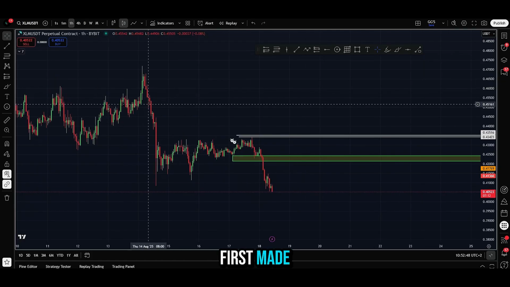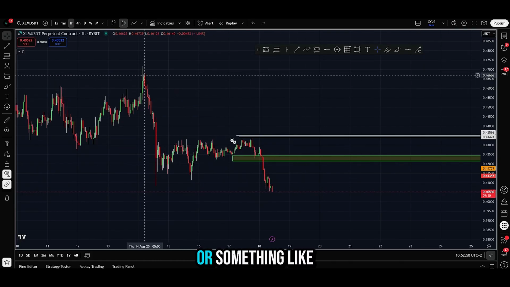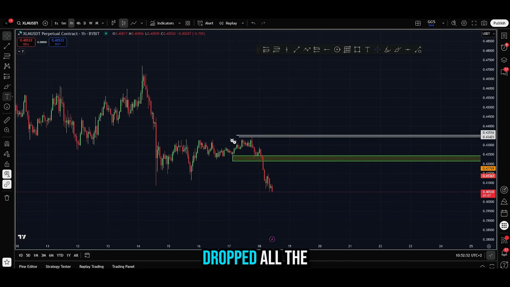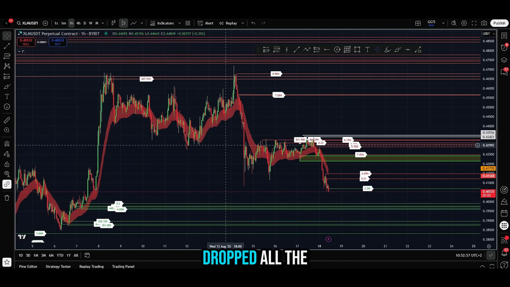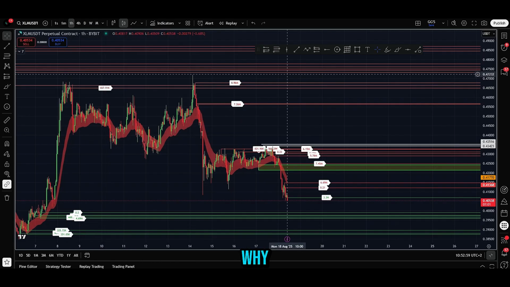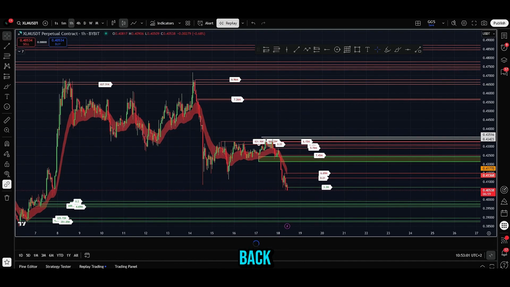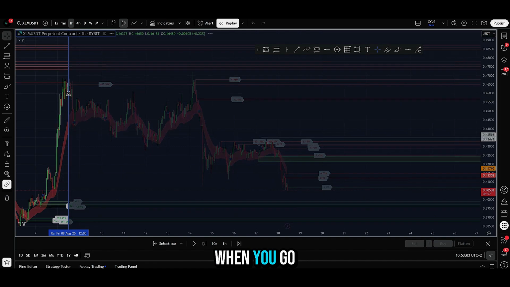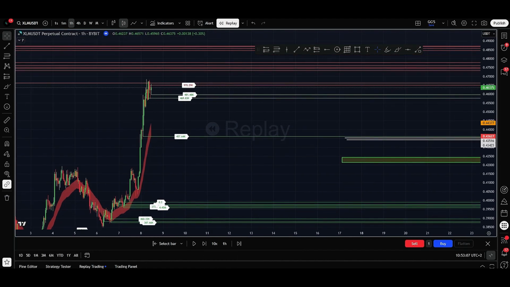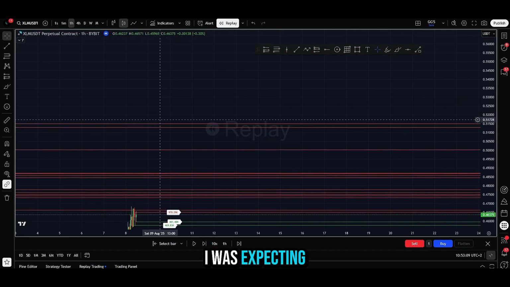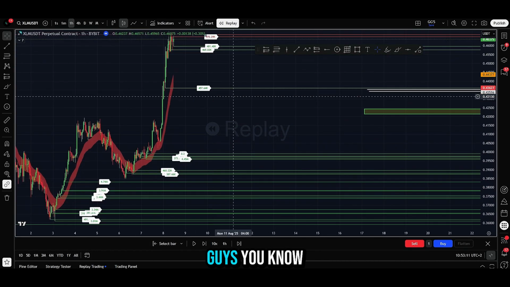I first made, I think, 4K or something like this when the market dropped all the way down here. Let me turn this on. When the market dropped all the way down here, I made money. Why? It's simple, because when you go back, where is the replay here? When you go back around this point, I was in a long position here. And then I was expecting the market to take all this liquidity, guys, you know.